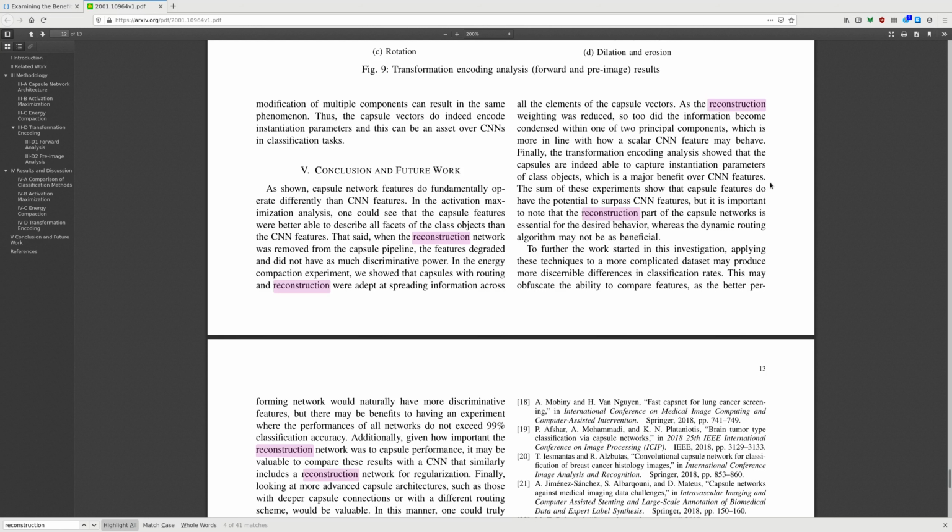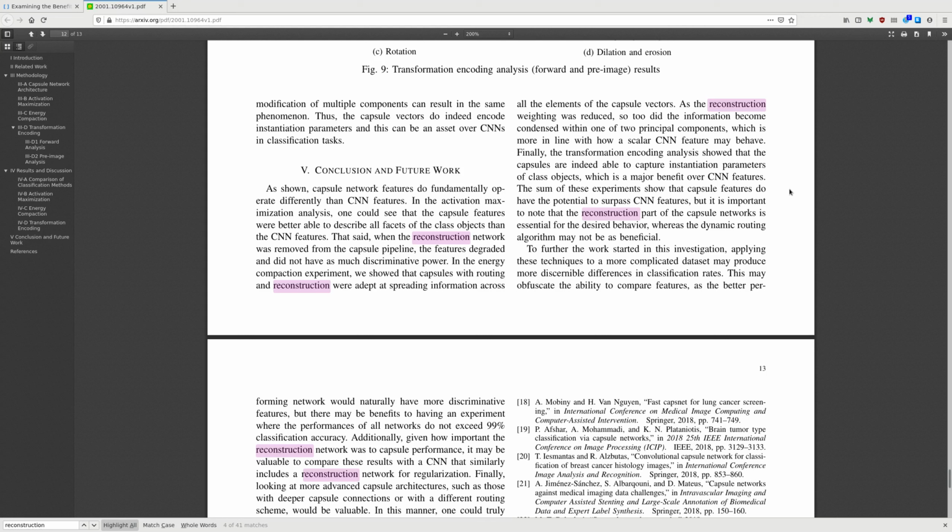As the reconstruction weighting was reduced, the information became condensed within one or two principal components, which is more in line with how a scalar CNN feature may behave. Finally, the transformation encoding analysis showed that the capsules are indeed able to capture instantiation parameters of class objects, which is a major benefit over CNN features. The sum of these experiments showed that the capsule features do have the potential power to surpass CNN features, but it is important to note that the reconstruction part of the network is still essential for desired behavior, whereas the dynamic routing algorithm may not be as beneficial.